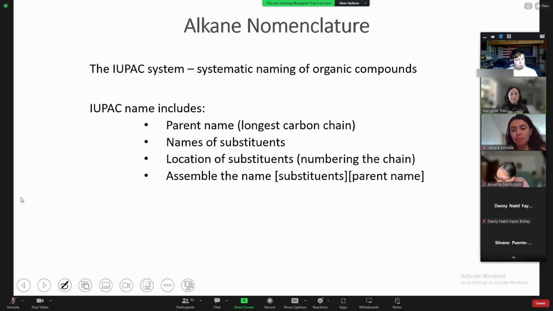All right, the IUPAC system. It has to be in order. You have to memorize this, okay? Parent chain first, name of the substituents, location of the substituents, and then assemble the name. Okay, so it has to be in that order. Remember the example that we did in class, right? Try to do it on your own, okay? It has the answers on there, so just keep on trying out stuff. All right.